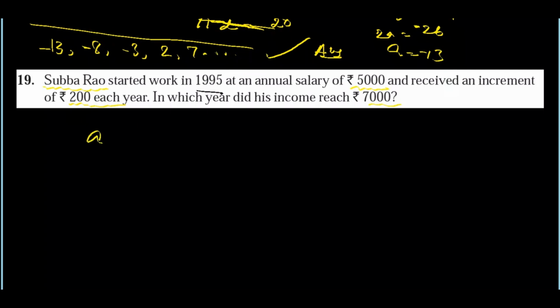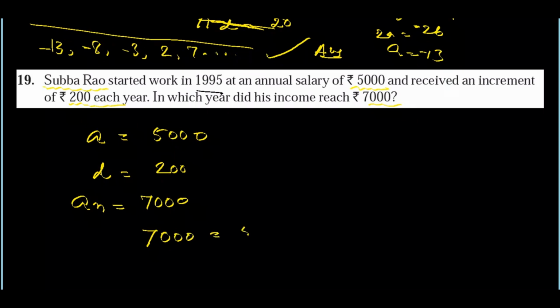Our A is given as 5,000. Our D is given in the shape of the increment, 200. And we should find N. And our AN is 7,000. So 7,000 equals 5,000 plus N minus 1 times D, 200. This is plus. This is the formula.